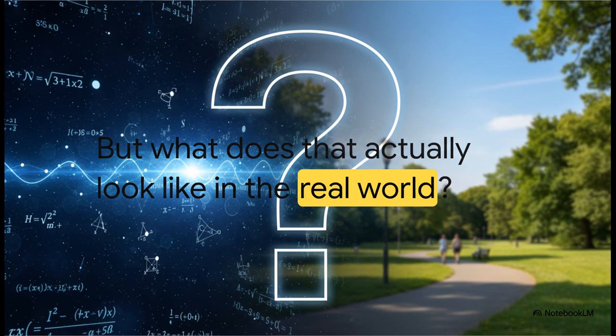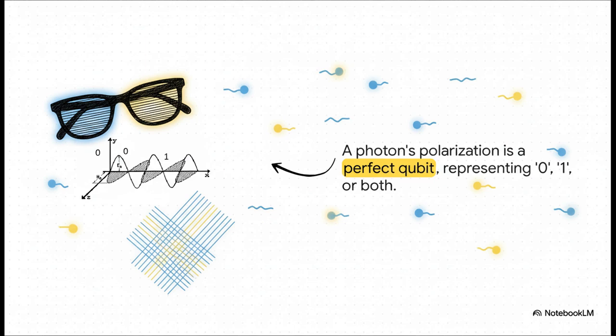You're probably asking, okay, but what does being in two states at once actually look like? Let's ground this with a brilliant and surprisingly simple real-world example. Take a look at this. It's a photon, a single particle of light, and its polarization is a perfect physical stand-in for a qubit. You know how polarized sunglasses work, right? They filter out light that's vibrating in a certain direction. So we can just decide to label light that's polarized horizontally as our 0 state and vertically polarized light as our 1 state. But here's the thing.